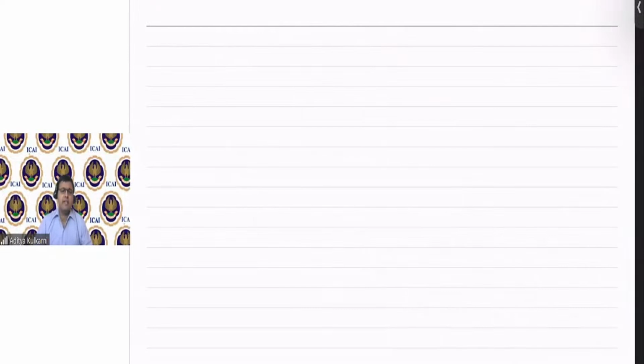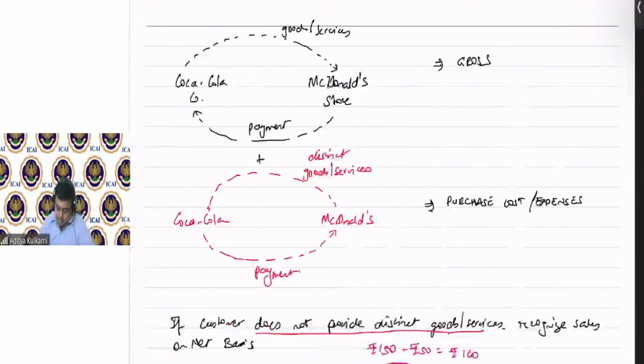Fourth step, allocation of transaction price. See, we've done this, right from the first example. The only thing is, we have certain norms to follow. The norms are also very simple. You follow those norms, you will get the allocation. So first thing, how am I going to allocate? Look at the very first example that we did.